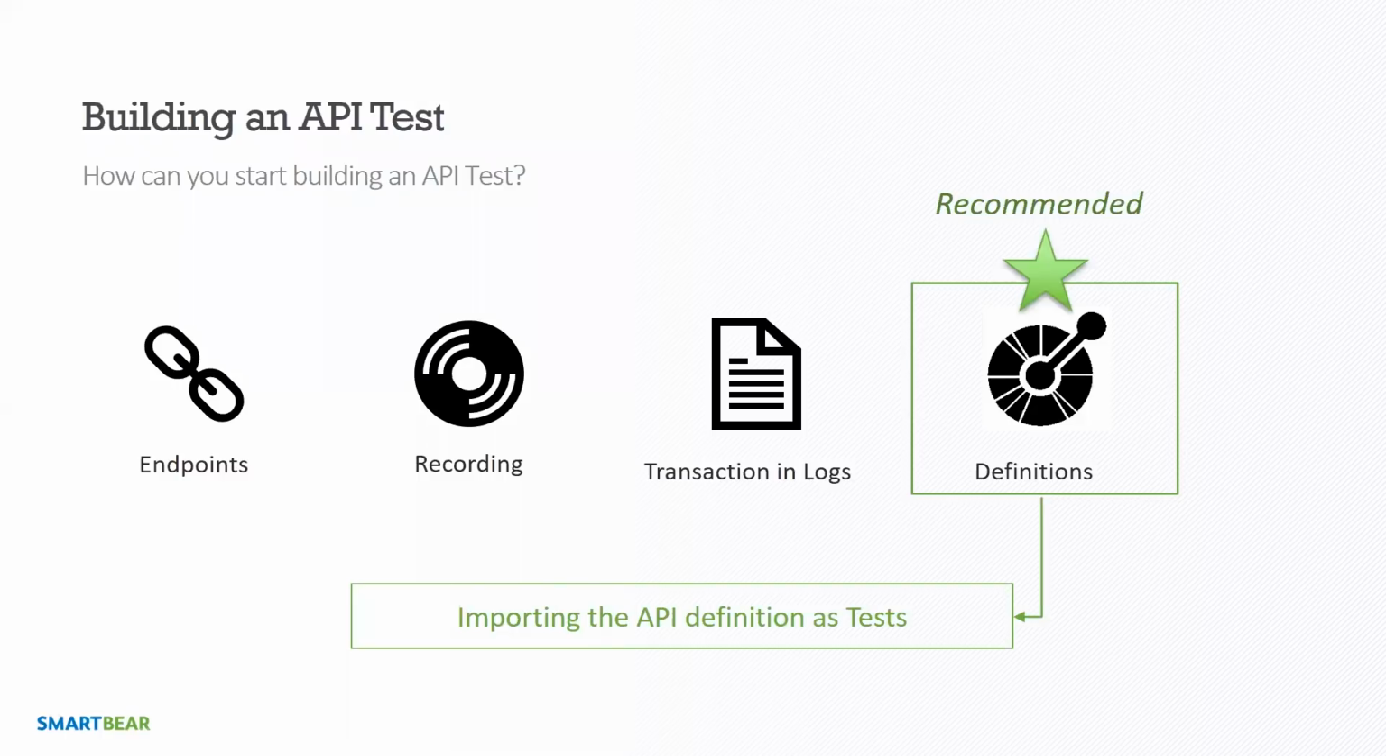It makes things very simple because it's a central source of truth. So if your developers change something in the future, you just have to get the updated version and change your tests. We'll talk more about how to do that in the subsequent slides. So yeah, I think this definition file is important.